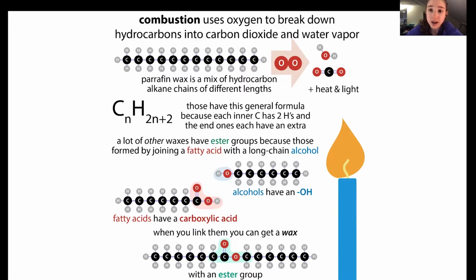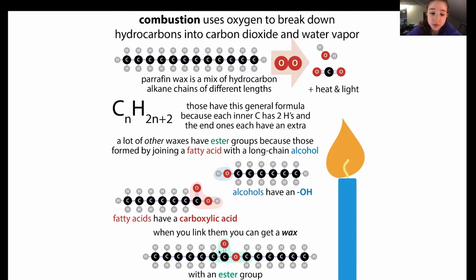But let's take a look at what this wax is. So our fuels are going to be the wax and the oxygen. That's our input. Those are our reagents, basically. And then our products are going to be the water and the CO2 with the heat and the light. So basically a wax, there's not really a set definition of a wax, but it's typically a hydrocarbon. And so a hydrocarbon has carbons and hydrogens linked together. A lot of waxes have what we call ester groups.